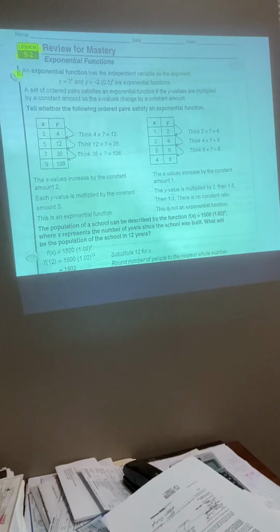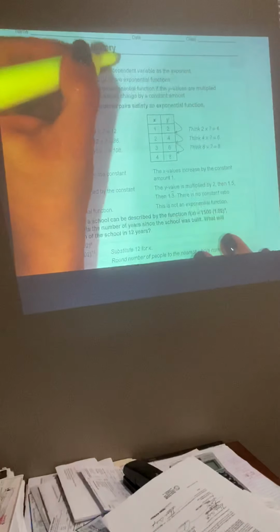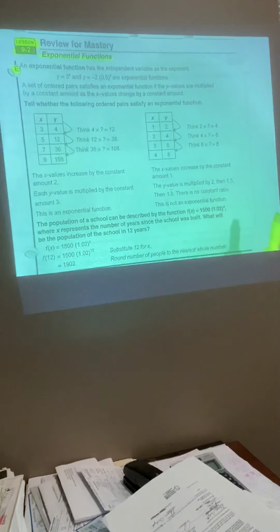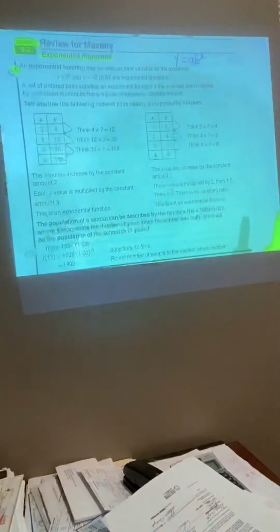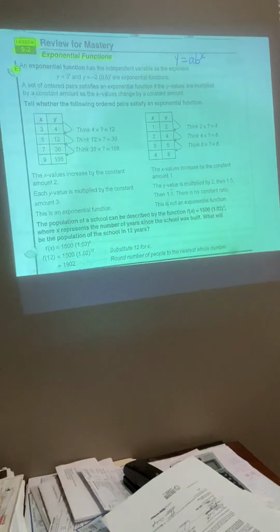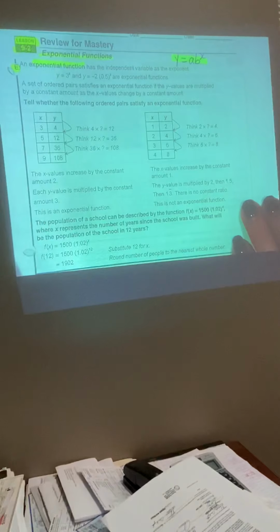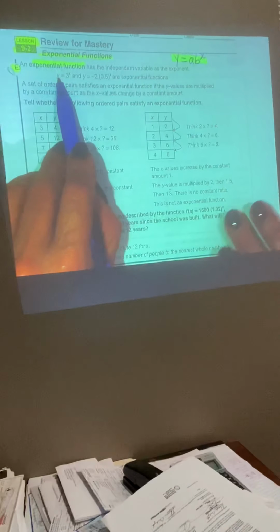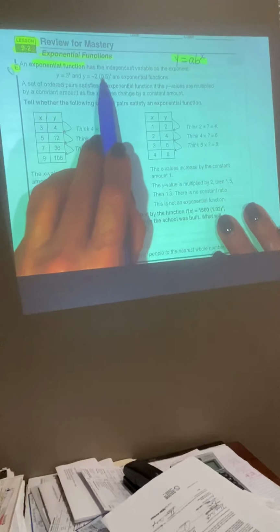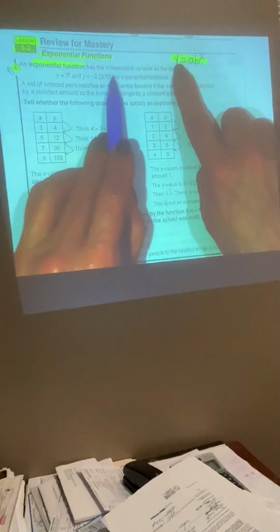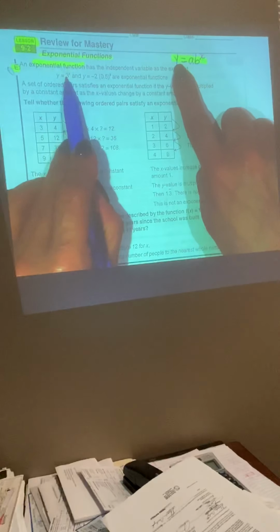Okay, today we're going to talk about exponential functions. The formula for an exponential function is y equals ab to the x. That is the formula for an exponential function. An exponential function has an independent variable as the exponent. Here are examples: y equals 3 to the x, y equals negative 2 times 0.5 to the x. They're exponential functions. See? y equals a, b to the x. Y equals a, there's no a there, b to the x.